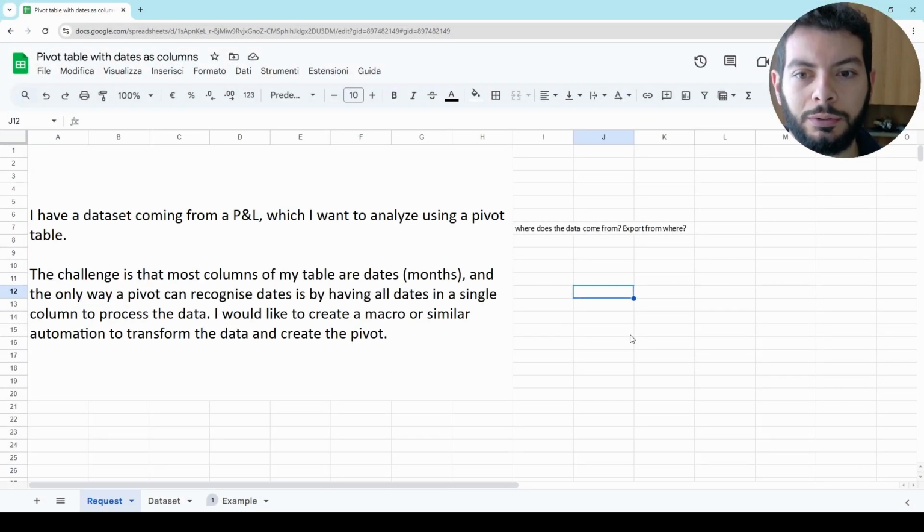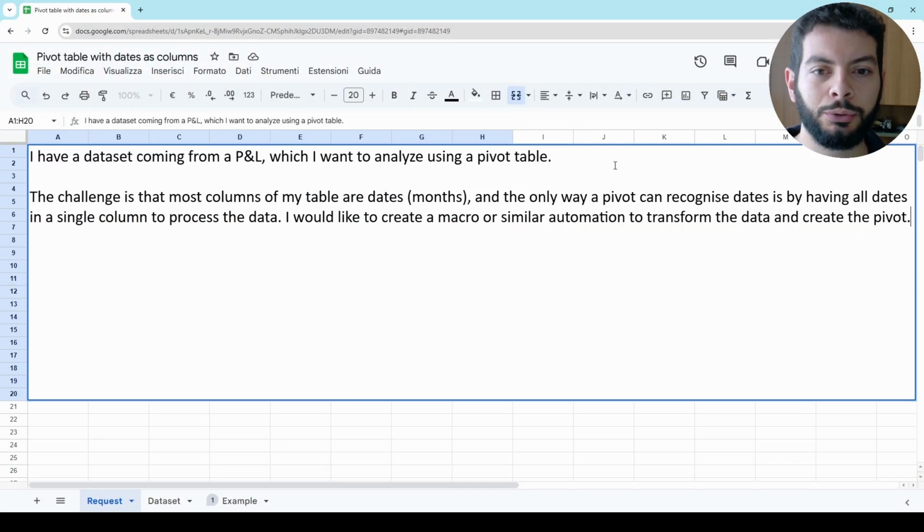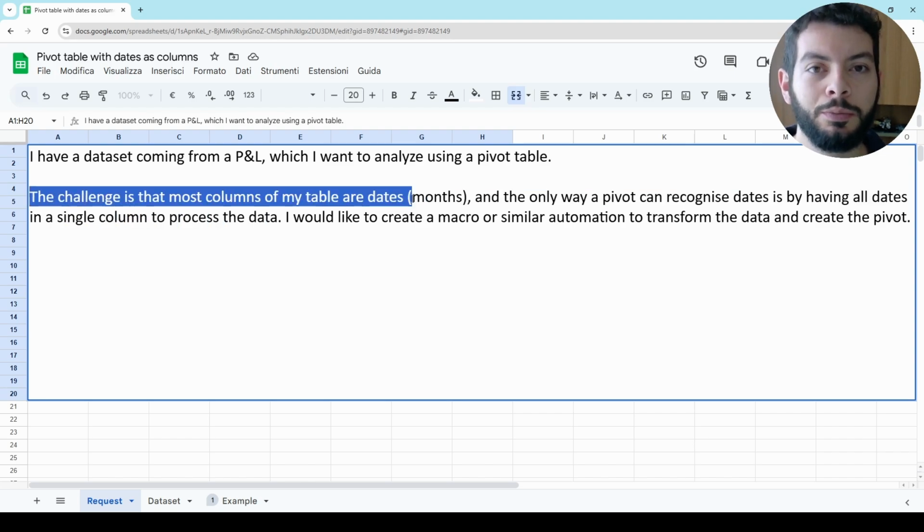This person basically did trading and they wanted to analyze the data using a pivot table, which in a video you heard of as a specific case of query that uses the group function. And basically the problem is that they have dates as columns and not as rows, and this is a problem for building the pivot table.